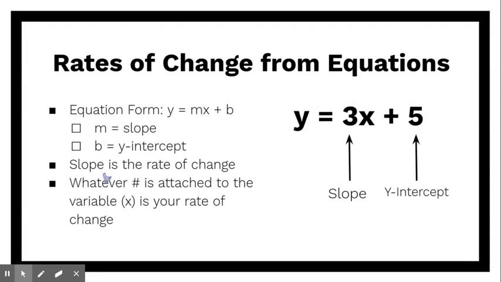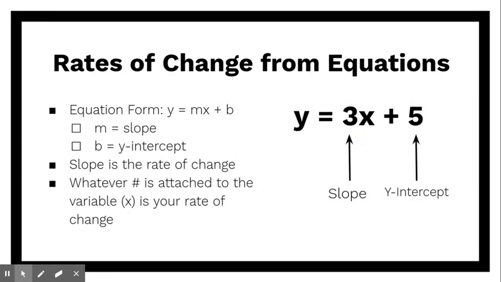Slope is our rate of change. So this m value that's attached to the x, or to whatever variable you have, is always going to be your rate of change. It's really simple. You look for the number attached to the x, and that's the rate of change. If there's no number with the x, that means it's a 1. If it says negative x, that means it's a negative 1.